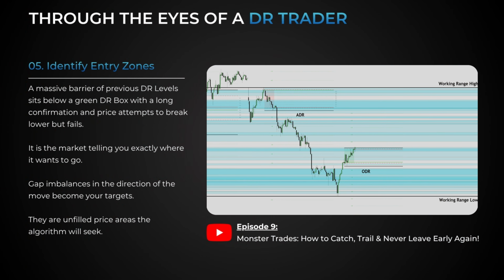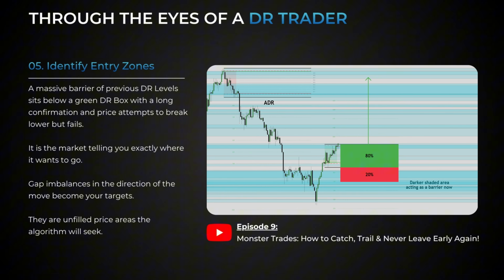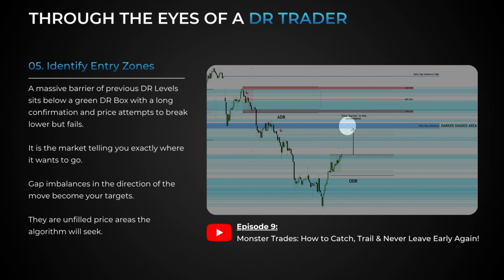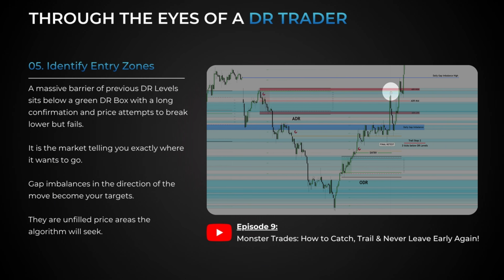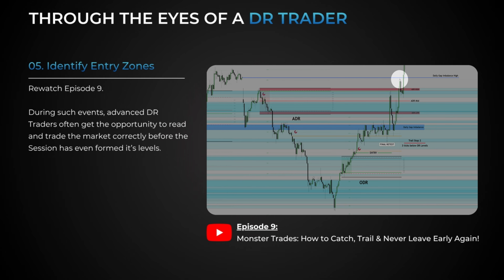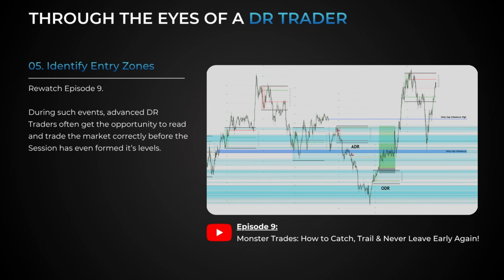And then there is the setup episode 9 showed us. When a massive barrier of previous DR levels sits below a green DR box with a long confirmation, and price attempts to break lower but fails, that rejection is not just a signal. It is the market telling you exactly where it wants to go. It was a great example where also gap imbalances in the direction of the move become your targets. Whether daily gap fills or weekly gap fills, these are not guesses, they are unfilled price areas the algorithm will seek. Episode 9 is something I definitely recommend to rewatch. During such events, advanced DR traders often get the opportunity to read and trade the market correctly before the session has even formed its levels, which brings us to the next step.